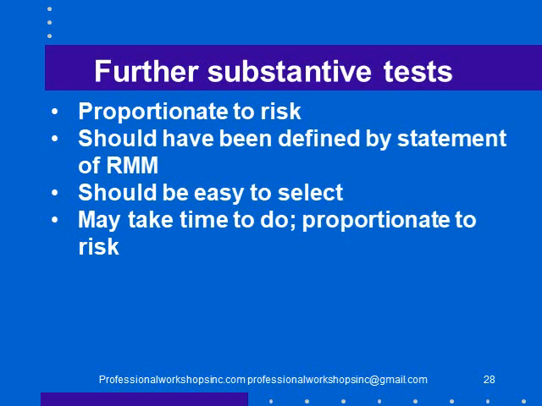Now, further substantive tests. So we've gone through all of that stuff, and now proportionate to risk, we have to do more work. That should have been defined by our statement of risk of material misstatement, and if we know specifically what we think is wrong, we should be able to select a procedure that will directly address it and will directly address the assertion at risk. Now, that may take a lot of time, but if risk of material misstatement is high, well, that's our job, to find out whether or not, in fact, there is a material misstatement in the financial statements, and our time is proportionate to risk, so that's okay.